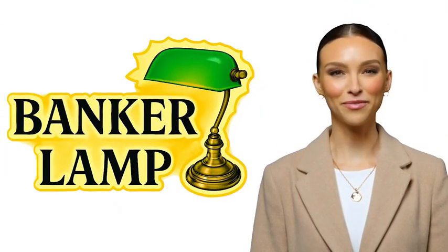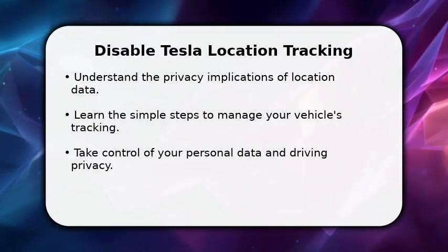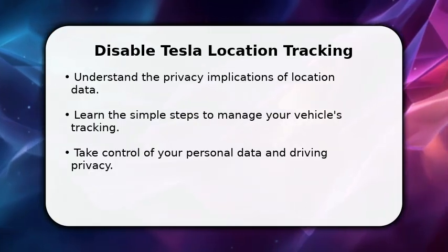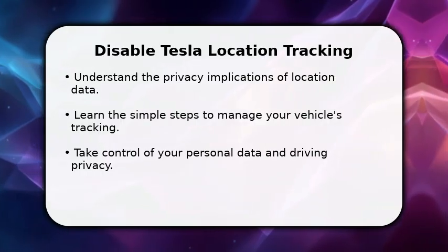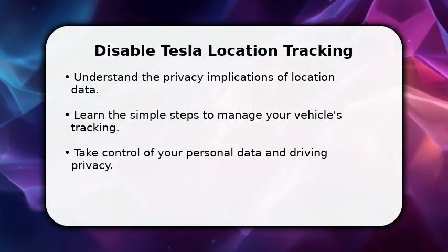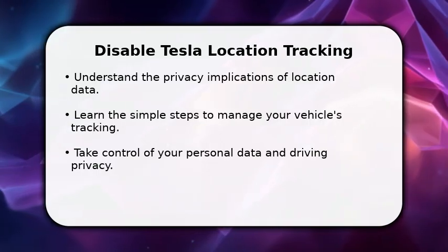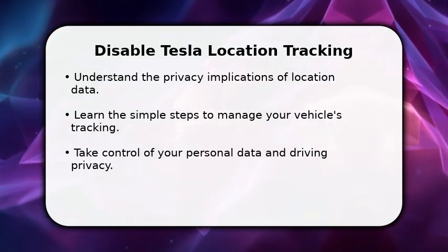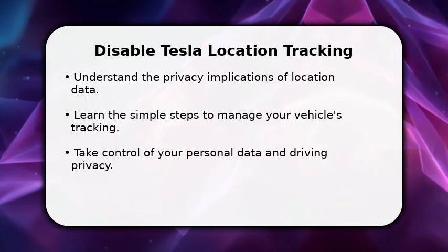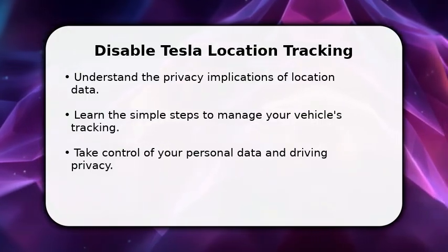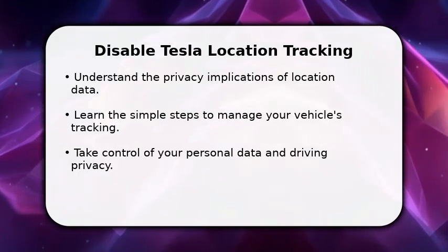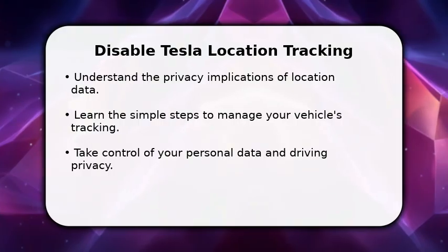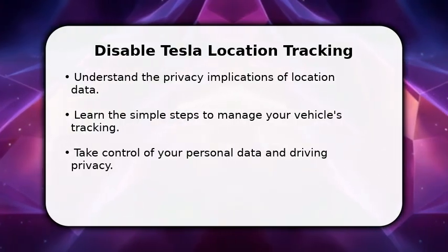Please enjoy the video. In this video, I will show how to turn off Tesla Model 3 location tracking. Many drivers are concerned about their privacy and want to manage what data their vehicle shares. This easy method will guide you through the necessary steps directly on your car's touchscreen. You'll learn how to quickly access the privacy settings and make adjustments to ensure your location data remains private. It's a straightforward process that takes only a few moments to complete.